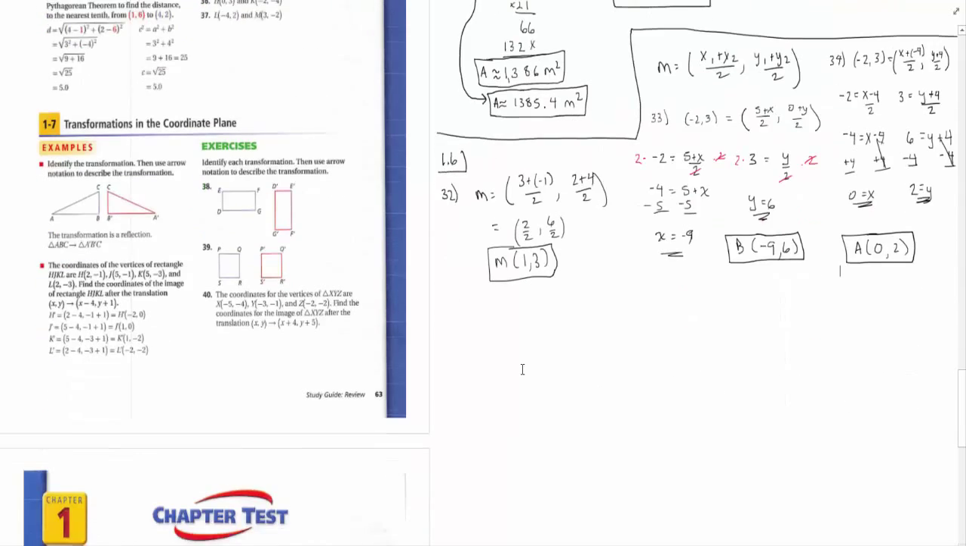Alright, so that is 32, 33, 34. Those are all dealing with midpoint. Again, there's only 2 scenarios you're going to have. Either I'm going to ask you for the midpoint or ask for an endpoint. So there's 2 examples of the harder version here of finding endpoints.